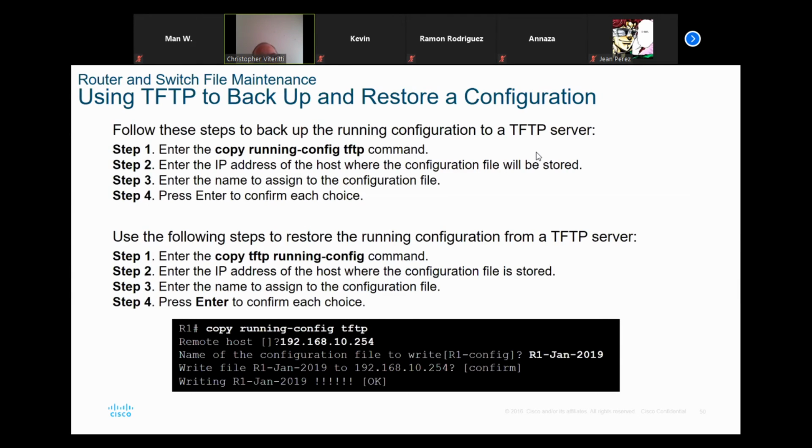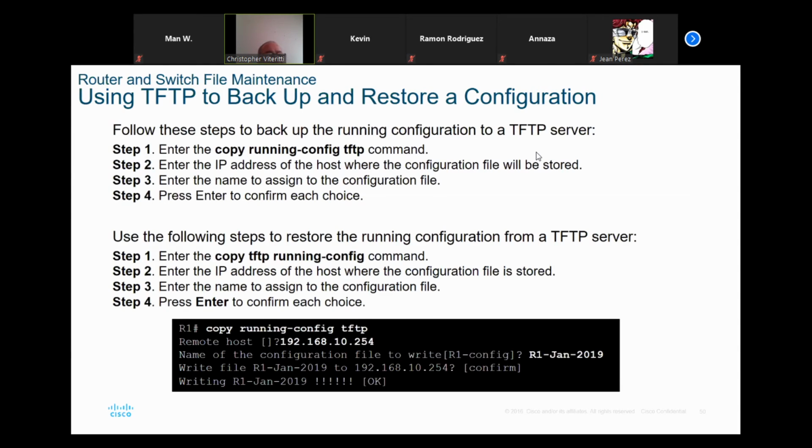enter the copy running-config tftp command. Then it will prompt you for the IP address of the host where you want to store the file. You can enter the name. It will take the default name running-config. Okay. Press enter to confirm each choice. Now, when you press enter, you should see exclamation points, okay, indicating that the file transferred over, okay?